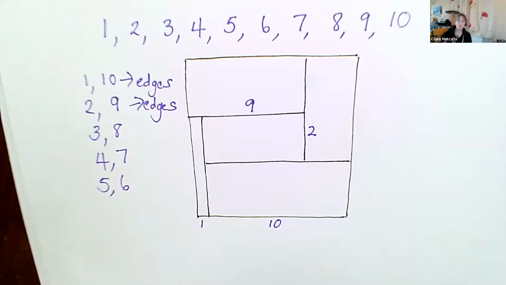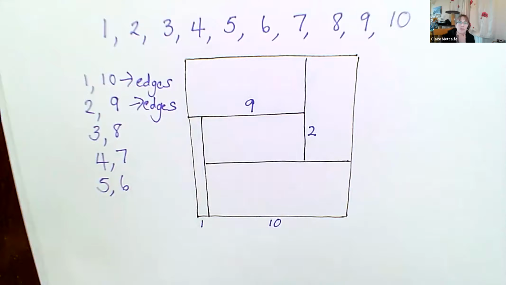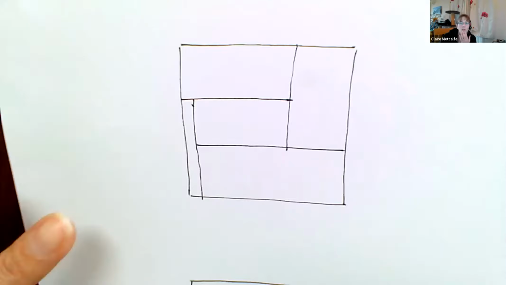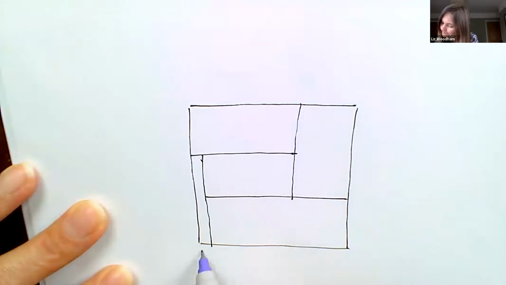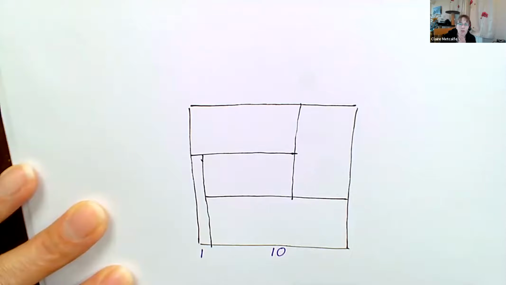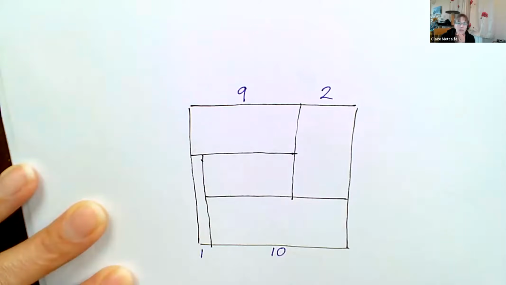I'm trying to remember what order I did things when I was doing this. I think I probably started looking at the top line. So let's have a go. Let's say that 2 and 9, so we'll say 1 and 10 at the bottom. And let's say 2 and 9, with the 2 up here, so the big one being 9.